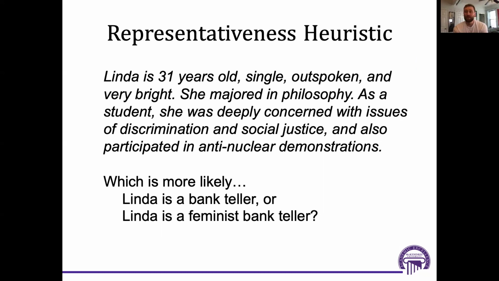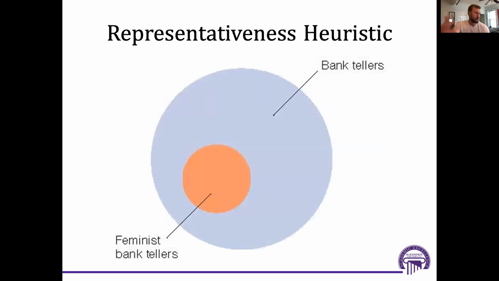And so a lot of people tend to answer this question wrong due to this representativeness heuristic at work. The correct answer is that it's more likely that Linda is a bank teller as opposed to a feminist bank teller, just in terms of probability. So consider this next image here to help explain, right? So this larger circle here, we're looking at just bank tellers, right? So these are all the bank tellers in the world.